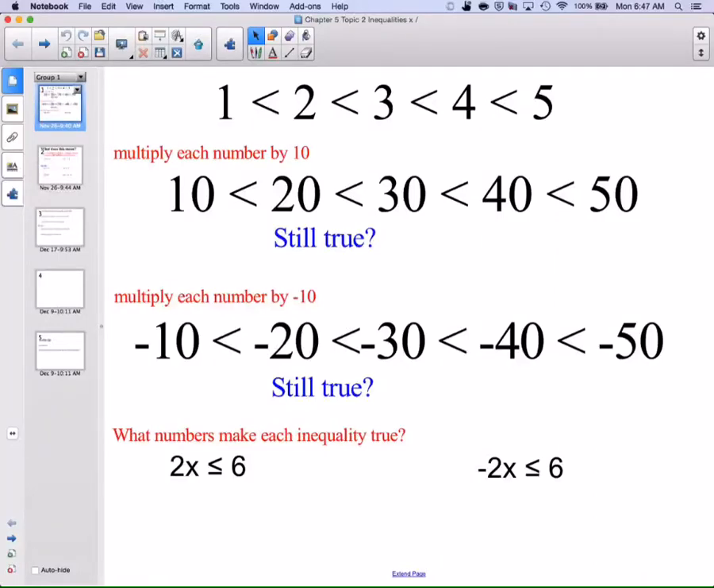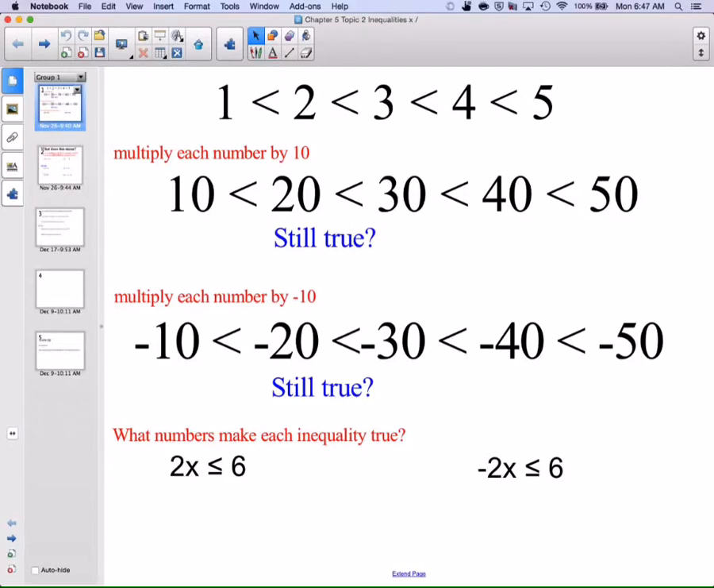Okay, so for topic number 2, we're going to be dealing with multiplying and dividing inequalities. We're first going to look at an example of some numbers here and then a compound inequality statement. 1 is less than 2, which is less than 3, which is less than 4, which is less than 5. Okay, so let's see what happens when we multiply each number by 10.